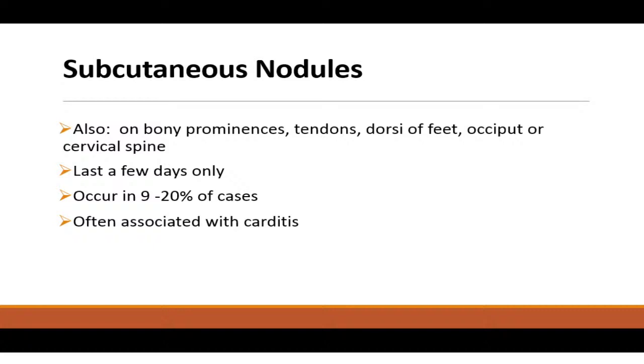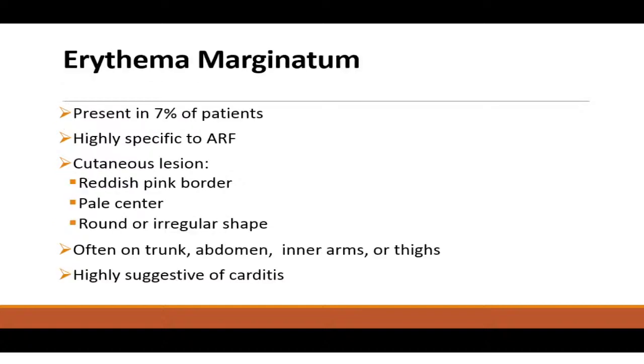So remember that carditis is the most classic and most aggressive manifestation of acute rheumatic fever. Another criterion, another sign of acute rheumatic fever, is erythema marginatum. It's less common, present in nearly 7% of patients, and highly specific for acute rheumatic fever. It has reddish pink borders, a pale center, and a round or irregular shape.